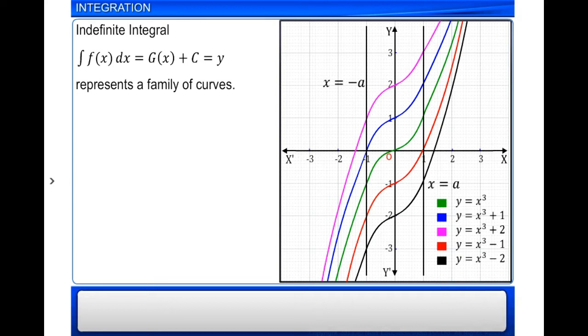Further, let integral of f of x dx is equal to g of x plus c is equal to y represent a family of curves. Different values of c give different members of the family, and these members can be found by shifting any one of the curves parallel to itself. This is the geometrical interpretation of the indefinite integral.